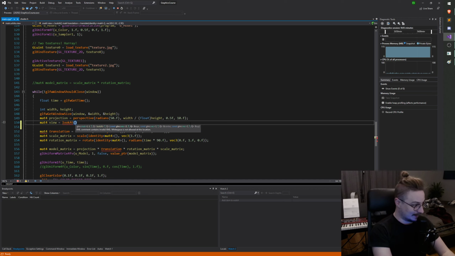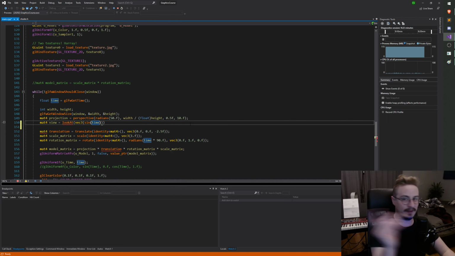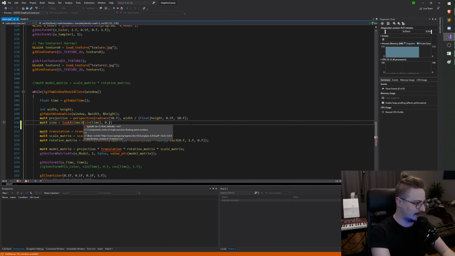So let's do eye. Let's put it at, I have no idea really. Let's make it go back and forth. Nothing interesting is gonna happen if we don't do that. So I'm actually gonna make it go back and forth on the x-axis. So that should be right to left. And then 0, 0 for the other two.